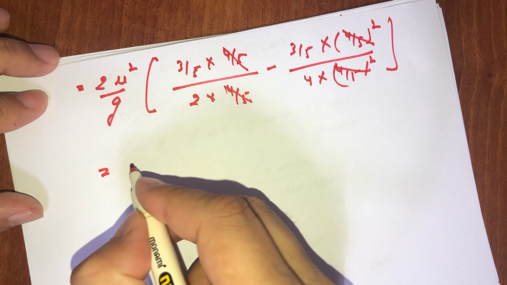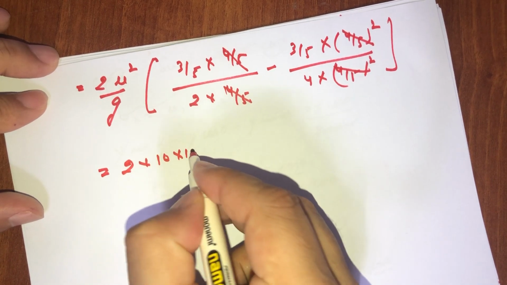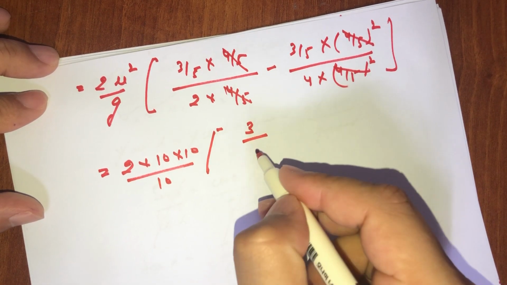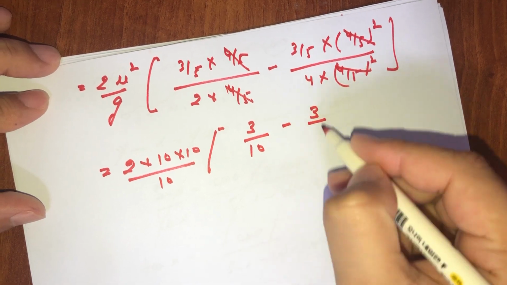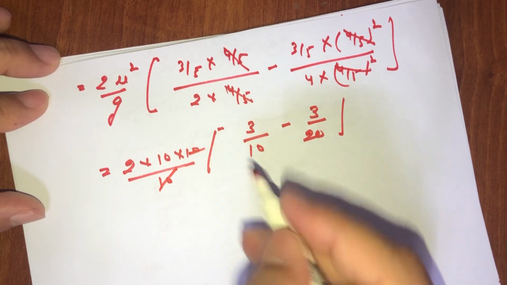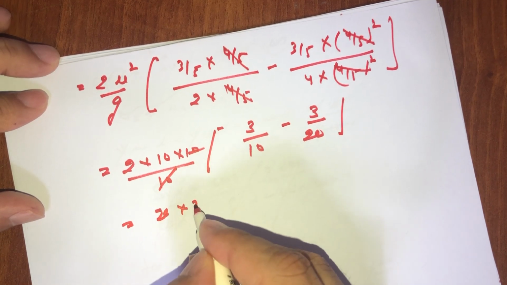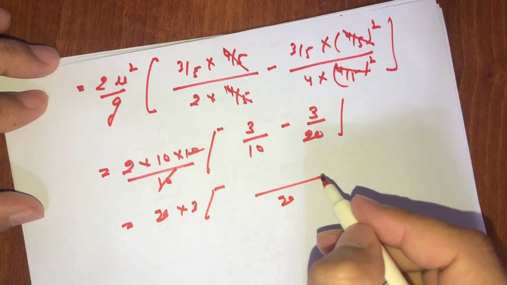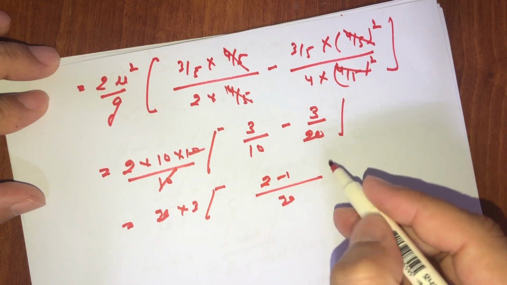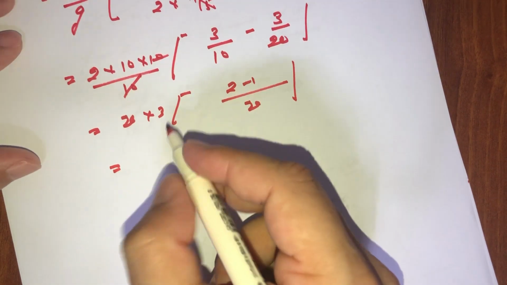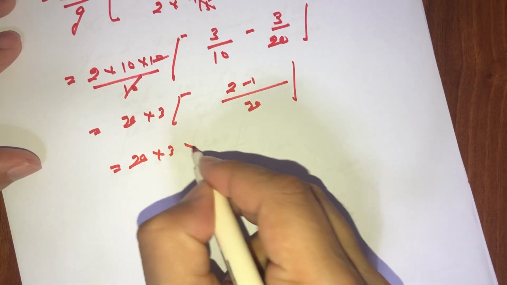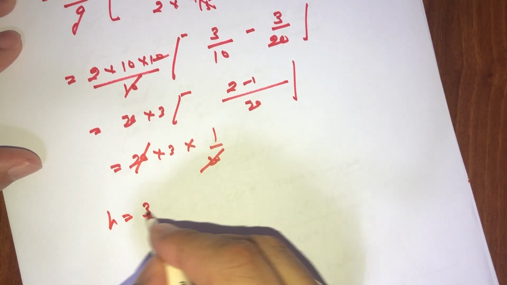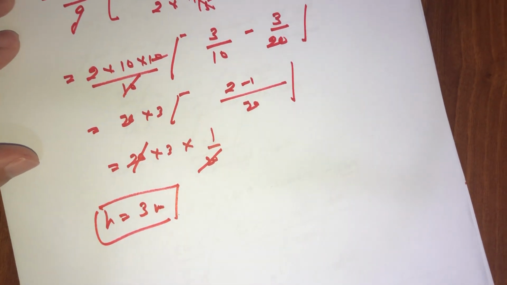So we are left with 2u is 10, so this is 10 square, and g is 10. We are left with 3 by 10 minus 3 by 20. So this will be our LCM, 20. So we are going to get here 2 minus 1. This will be equal to 20 into 3 multiplied by 1 by 20. 20 goes with 20. So we get height will be equal to 3 meters. Thank you.